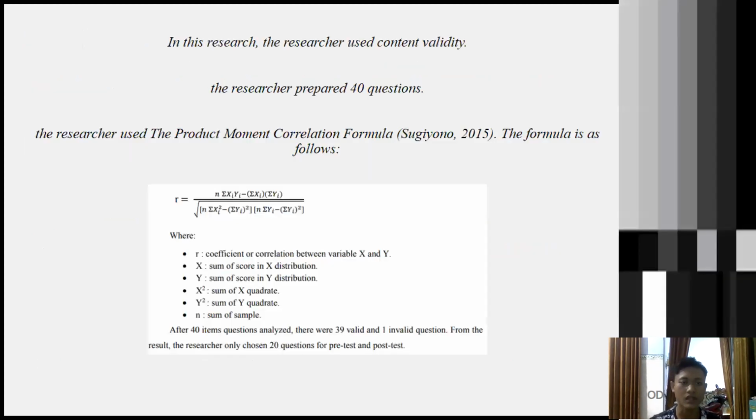And then next, in this research, the researcher used content validity. Before that, the researcher prepared 40 questions, and then used the product moment correlation formula based on Sugiyono in 2015. The formula is as follows. You can see it here. After the 40 question items were analyzed, there were valid and invalid questions. From the result, the researcher chose only 20 questions for the pre-test and post-test.